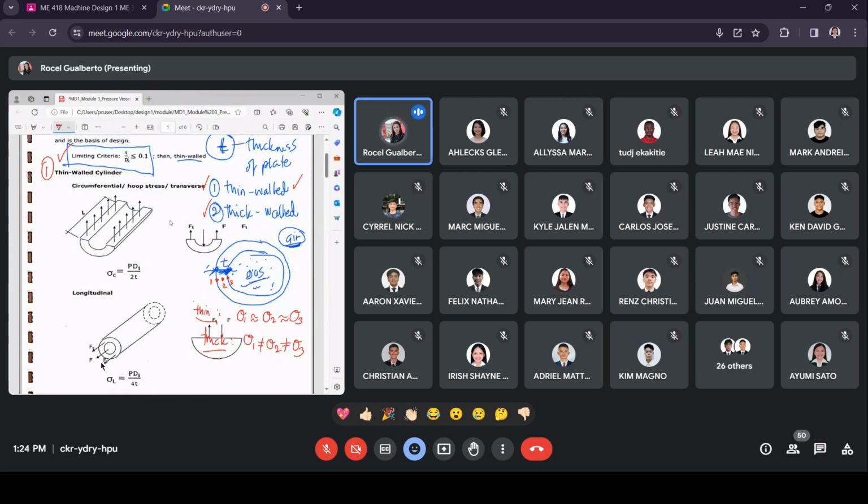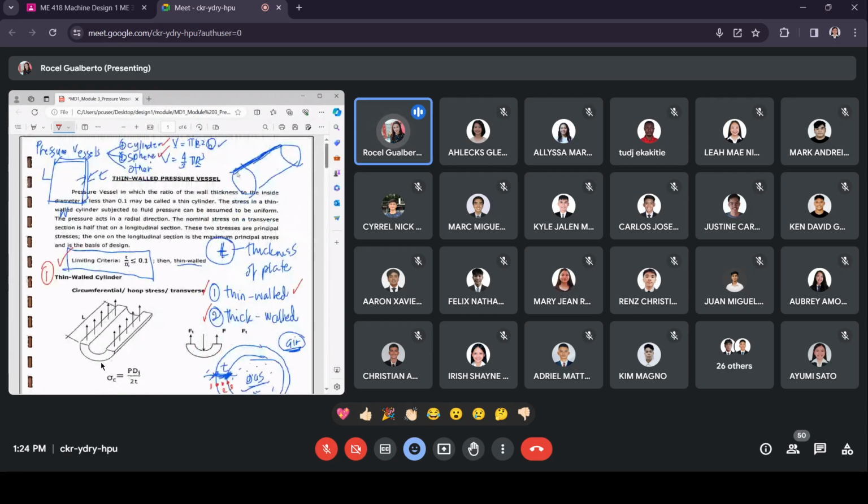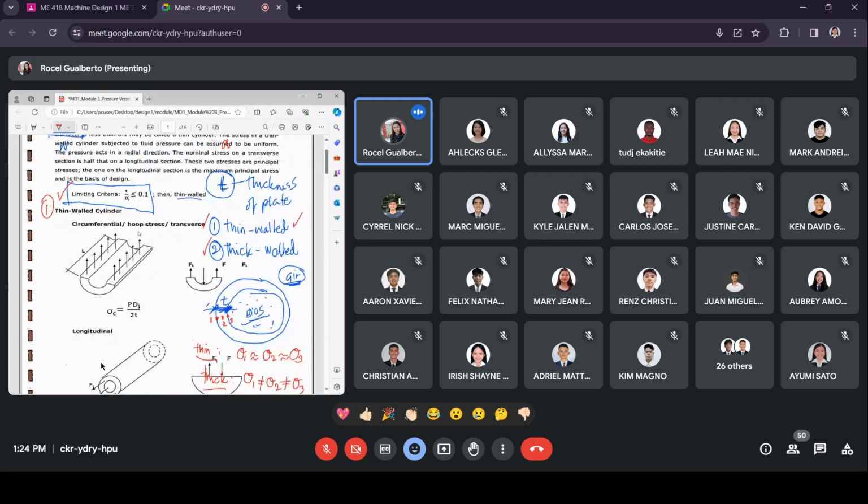So how do you design a thin-walled cylinder? Say this is our cylinder. What we do first is to cut it using cutting plane AA prime. So we cut it this way. Say you cut it here, then we come up with the section. So this is now your cut section.